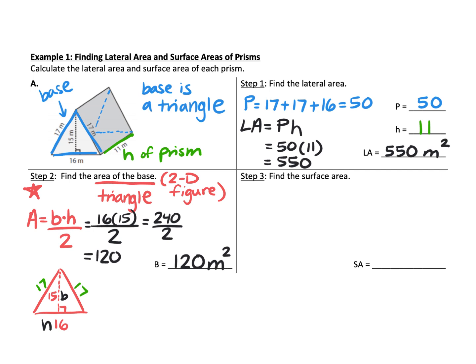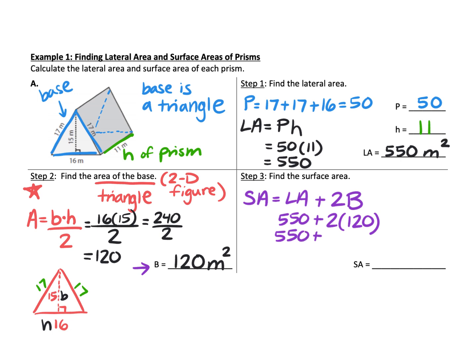Now we have everything we need to calculate the surface area. The surface area is just the lateral area plus 2 times capital B, where capital B is the area of the base that we just calculated right here. So let's take 550 plus 2 times 120, and you can type that whole thing in your calculator, or you can do the 2 times 120, 240, and then add 550 plus 240 to get 790. And that'll be the surface area, 790 square meters.